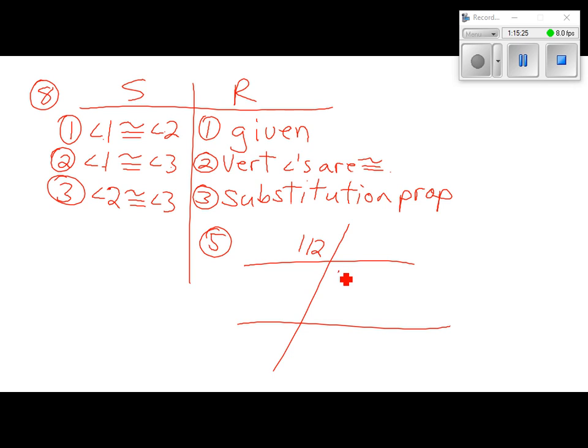What's this angle? 112. And then 2 is 68. And then 3 is 112. Your assignment: the page out of the book, make sure it's done, and make sure this is done. The page that was supposed to be done today, page 211.